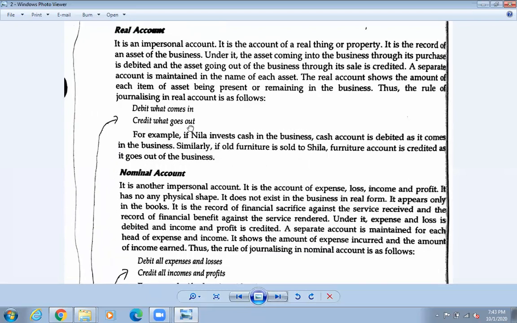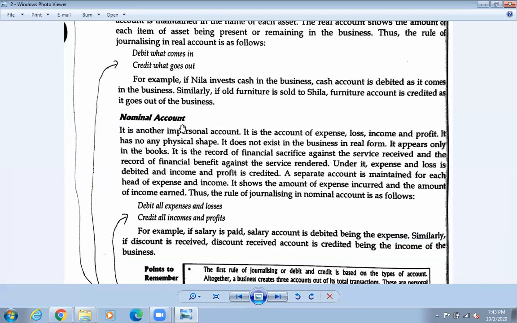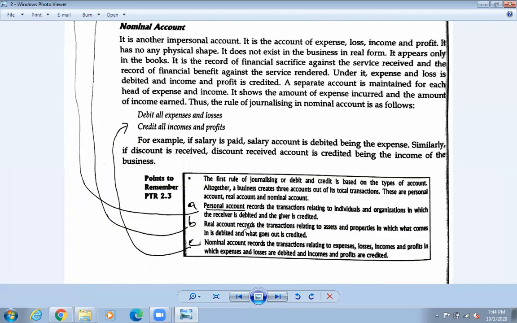So nominal account means, it is based on the income or the profit, otherwise the expenses or the loss. So debit all expenses and loss, credit all incomes and profit. That you need to memorize. So write down the definition of nominal account, then write this formula. So the rules of generalizing in the nominal account is as follows. Write down: debit all the expenses and loss, credit all income and profit.